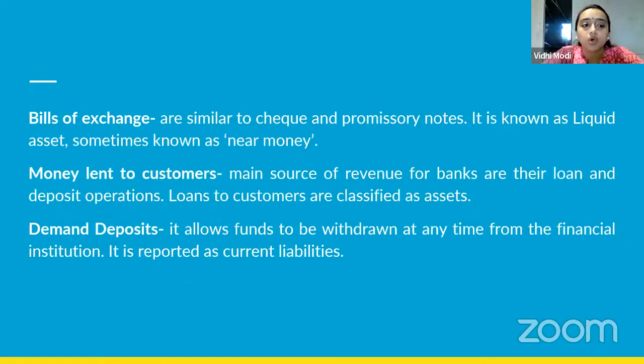Bills of exchange, what is it? It is similar to a check or promissory notes, and it is known as near money as well, meaning it is a liquid asset, right? So therefore, the answer would be demand deposits. Why? Because demand deposit allows funds to be withdrawn at any time from the financial institution, and it is reported as current liabilities.